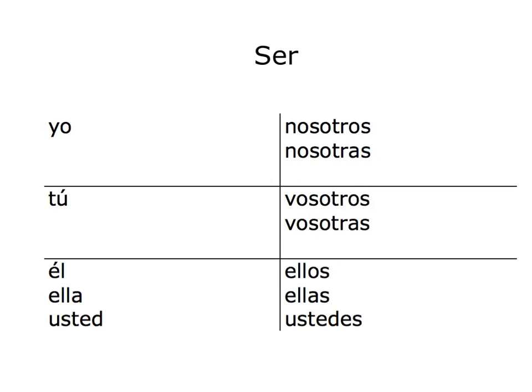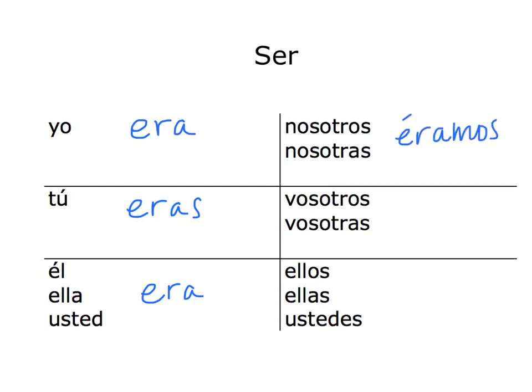Ser is the third and final irregular for this tense. Yo era, tú eras. When we get into class tomorrow, I'm going to be reminding you to say era and not era. Era, éramos, erais, and eran. So that's our 3 irregulars.